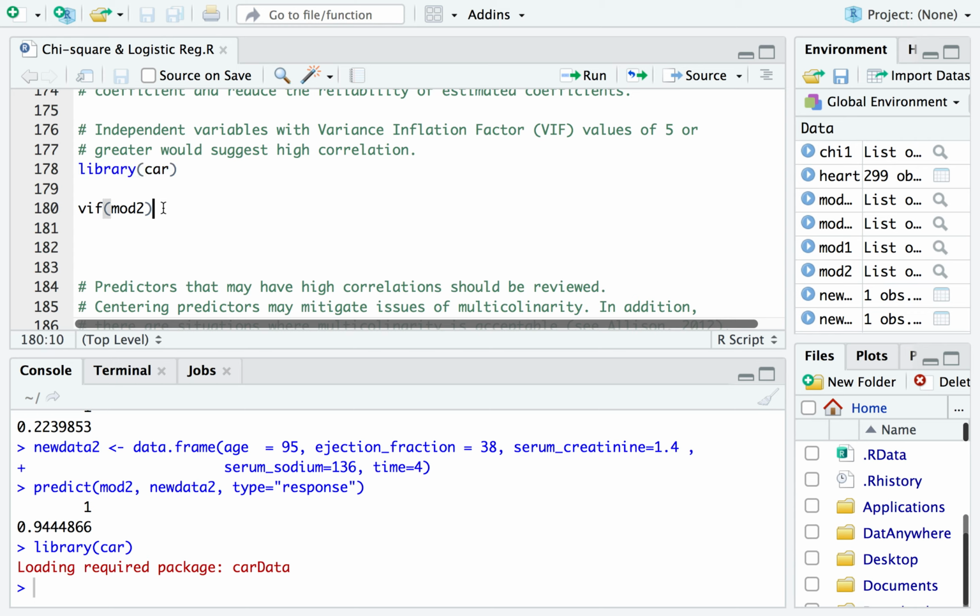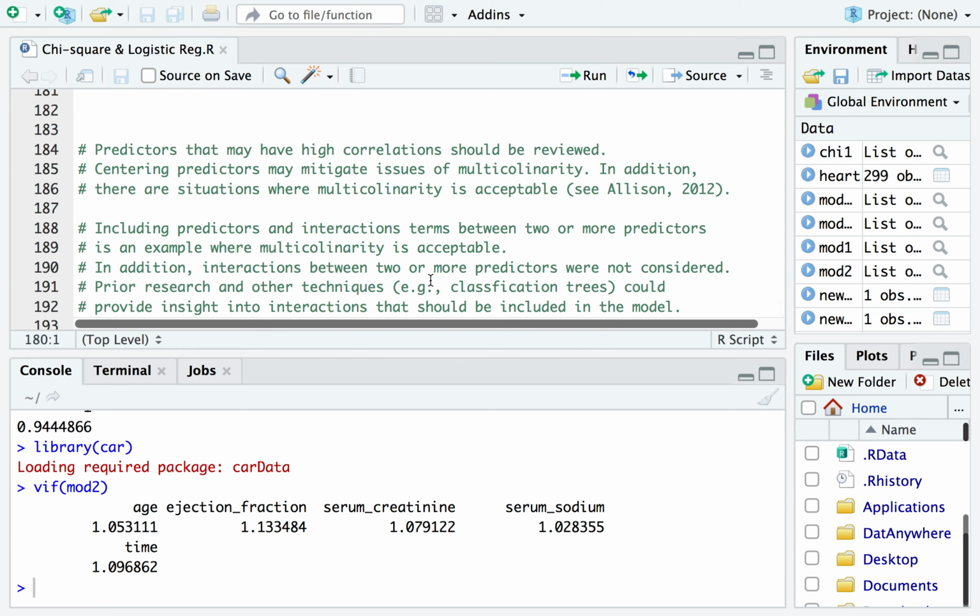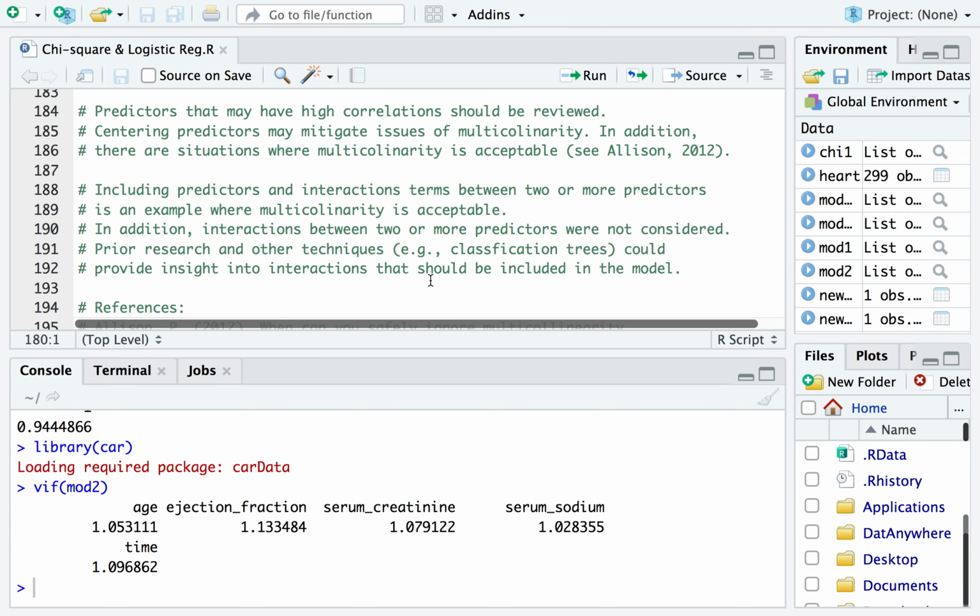So let's open it, and let's run the function VIF on the model that we selected, mod 2, and we see that none of the predictors are at 5. Now, multicollinearity is a problem, however, sometimes it is acceptable to have some degree of multicollinearity. One example is if you have interactions, meaning interaction between two or more predictors, which was not even considered in this data set.